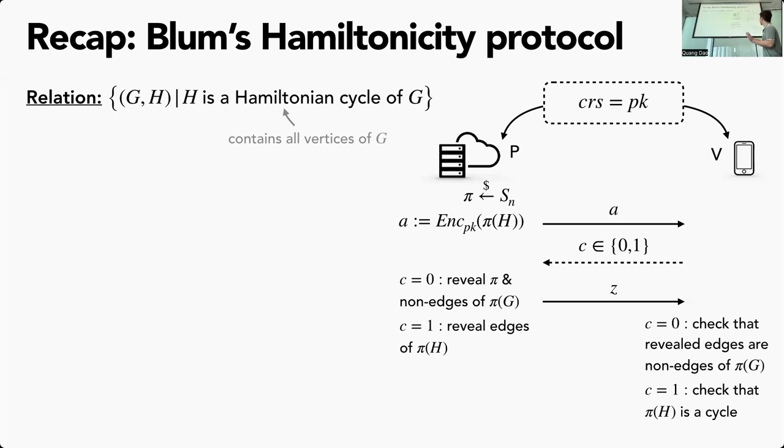And the verifier is going to check that, if C is 0, then the revealed edges are indeed non-edges of pi G. It can do so because it knows G, and it also knows pi because it is revealed. And so it should know what the non-edges of pi G are. So this is checkable. If C is equal to 1, it will check that this pi of H is indeed a cycle. So that is the protocol.